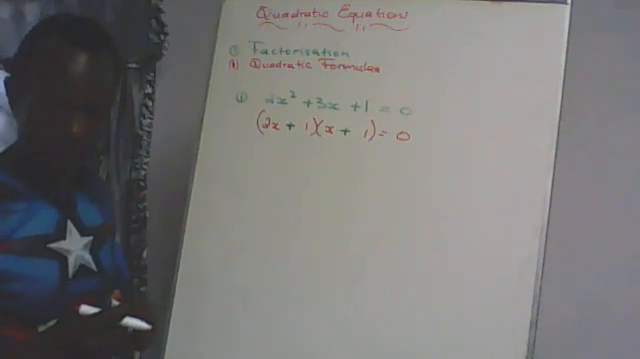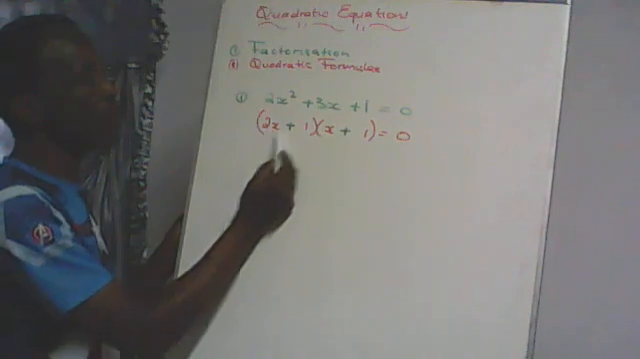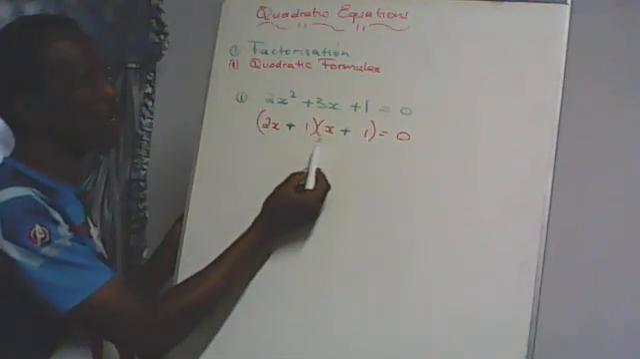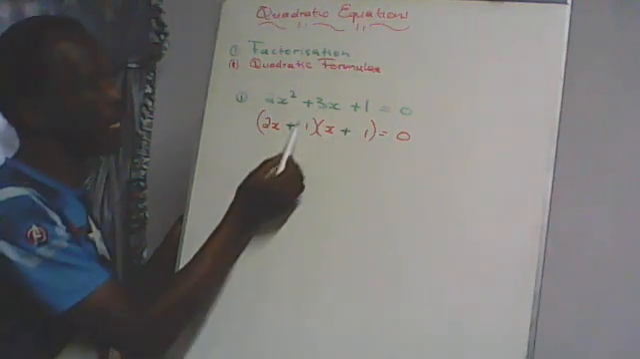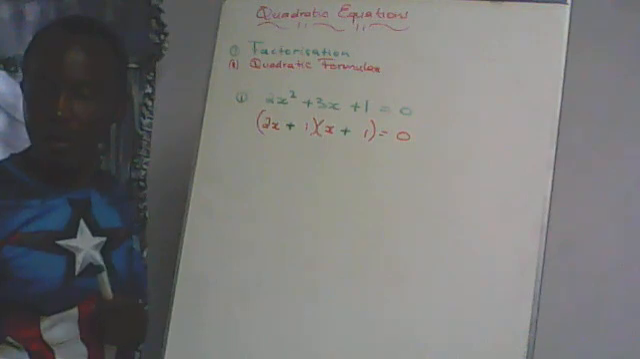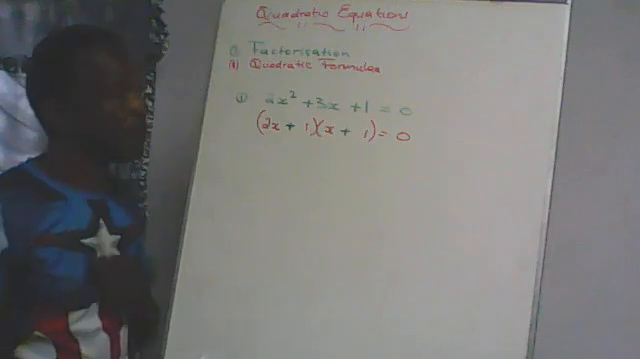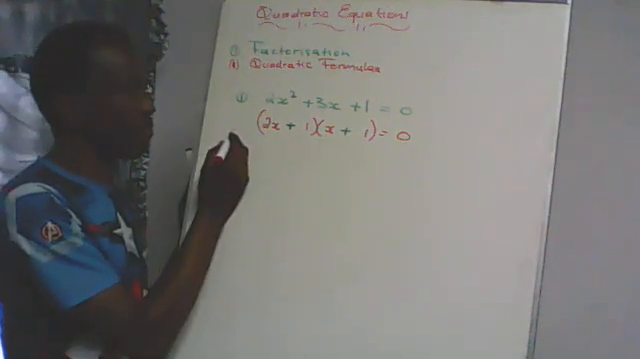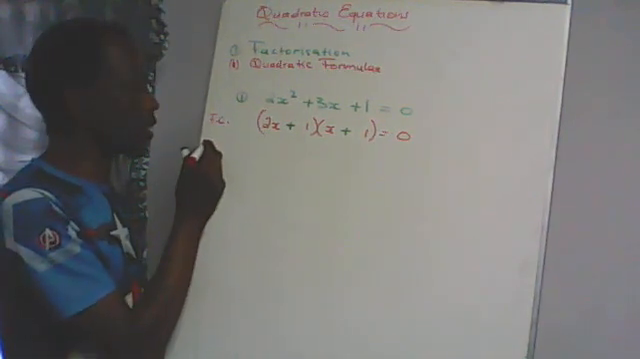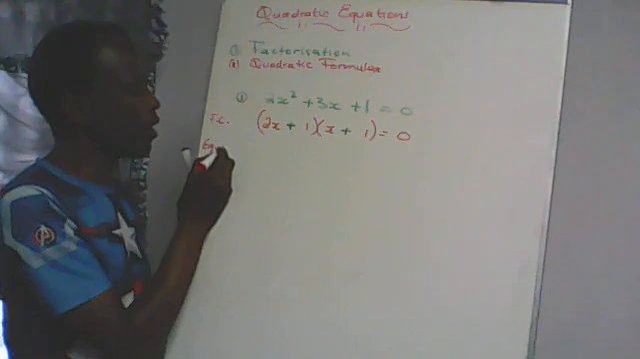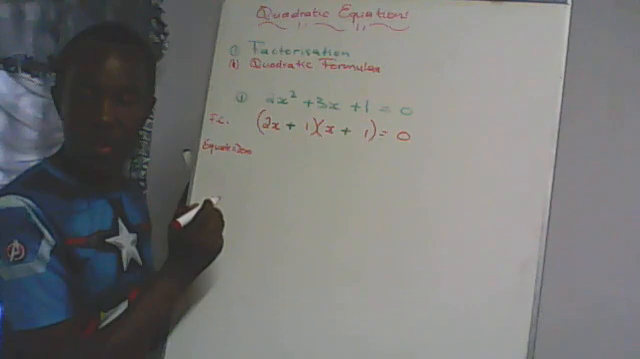Now let's check it. x by 2x is equal to 2x squared. 2x multiplied by 1 is 2x. 1 times x is x. x plus 2x is equal to 3x. And 1 times 1 is 1. So we factorized correctly. So guys, let's continue. The next step, after factorization, is to equate each factor to 0.